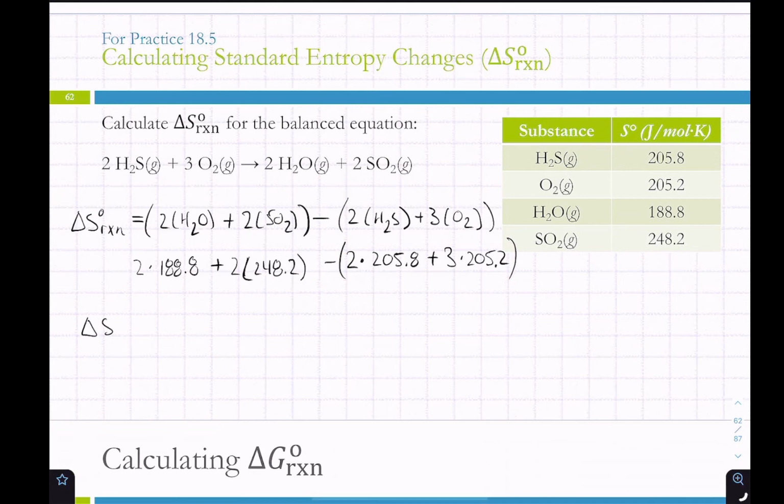So delta S for this reaction, four sig figs. And then the units are joules per mole Kelvin. Did you get the same thing that I got?